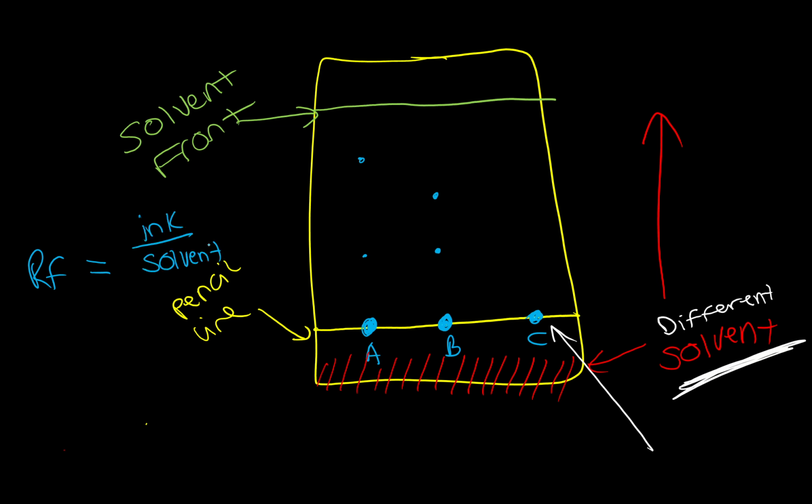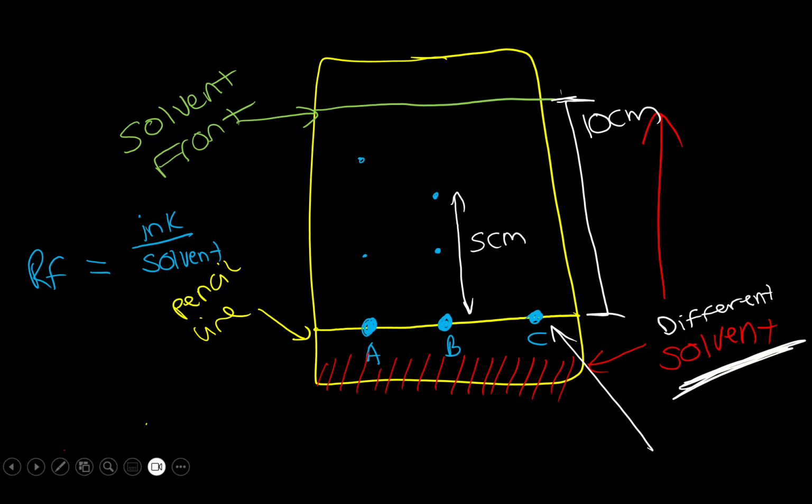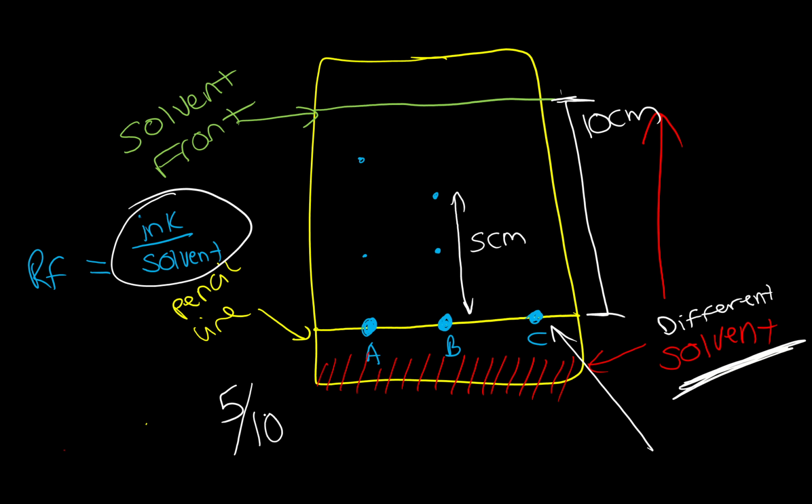So if we have a look at this here, you're going to get your ruler in the exam, and let's say you've measured the solvent front, this here, to be 10 centimeters. And let's say the question says, find the RF value for this. So you're going to get your ruler again, measure this, and let's say that's 5 centimeters. How do we calculate the RF value? Well, it's going to be ink over solvent. So it's going to be 5 divided by 10, which is 0.5. And that's what the RF value is. Does that make sense to everyone?